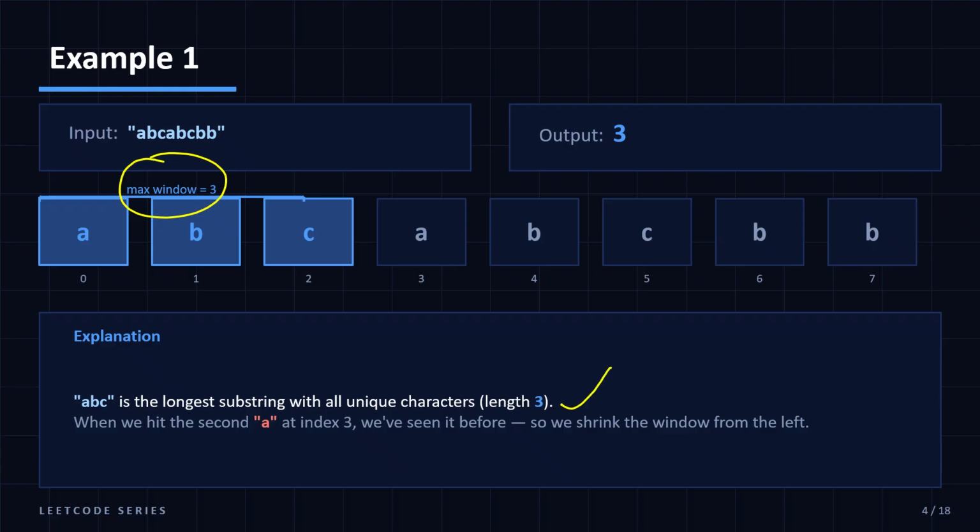When we hit the second A at index 3, we have seen it before. So we shrink the window from the left. Our window will shrink, and our max window will then start from here, B, C, A. But again B is repeating, so this process will repeat. We'll get to know this further.